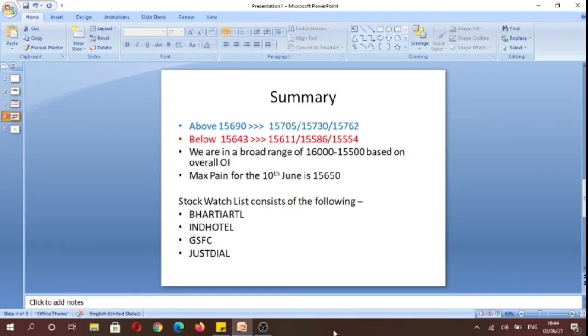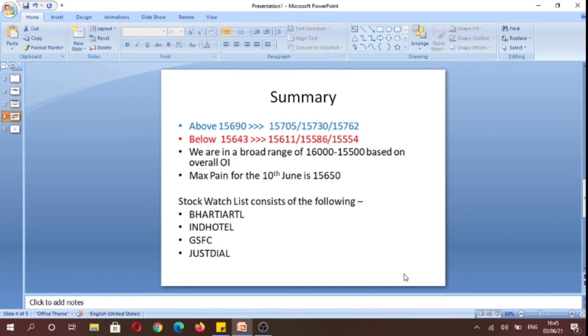Finally, I'd like to summarize that tomorrow above 15,690, we can potentially trade towards 15,762 levels, and below 15,643, we can potentially trade towards 15,554 levels. And broadly speaking, we're in a range of 16,000 on the upside and 15,500 on the downside. And the max pain level for 10th June is at 15,650 currently.